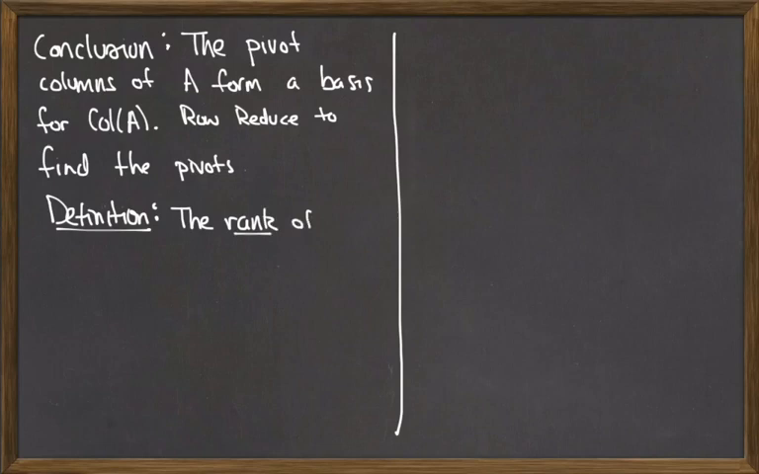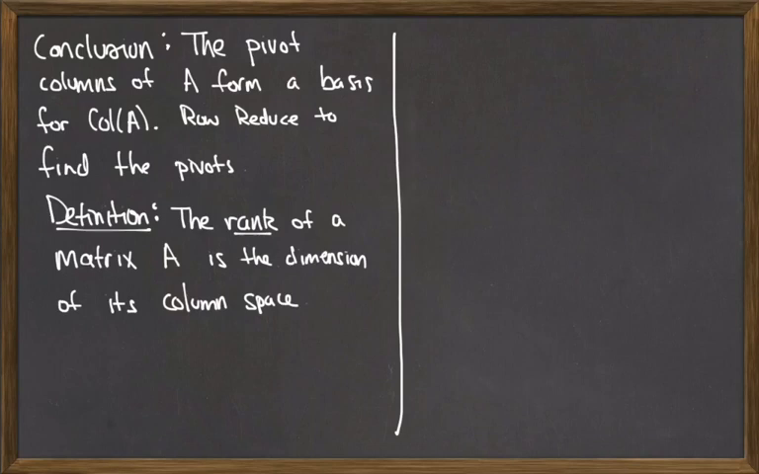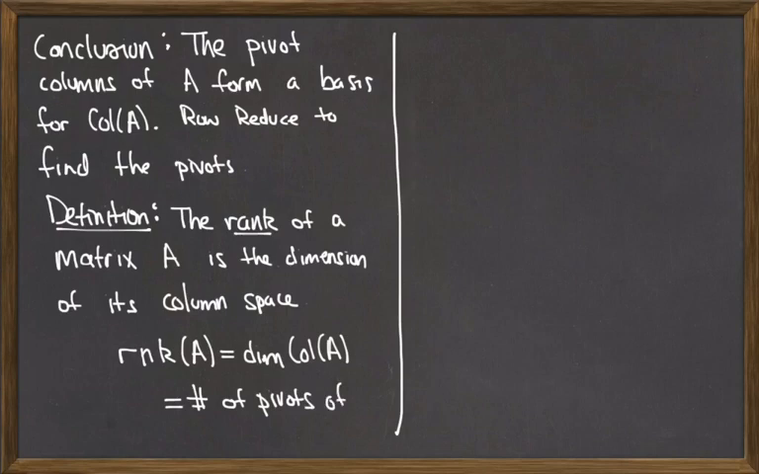There's an associated terminology that goes with this. The rank of a matrix A is the dimension of its column space, and we'll write that as rank of A, Rnk, is the dimension of the column space of A. And ultimately, you can only have one pivot in any given column, and the dimension of the column space is the number of those pivot columns because the pivot columns form a basis. So if I want to find the rank of a matrix, I am essentially counting the number of pivots of a matrix. So the rank of A is the number of pivots.